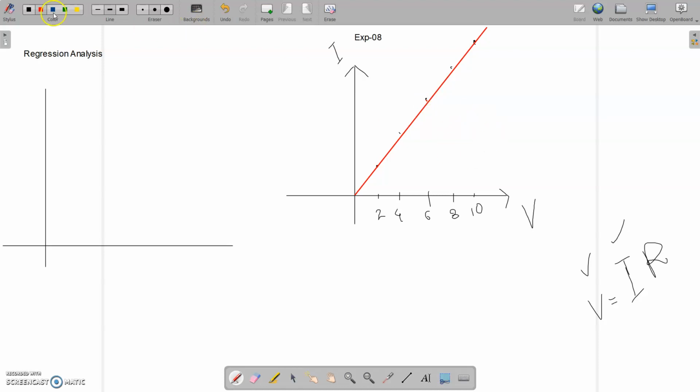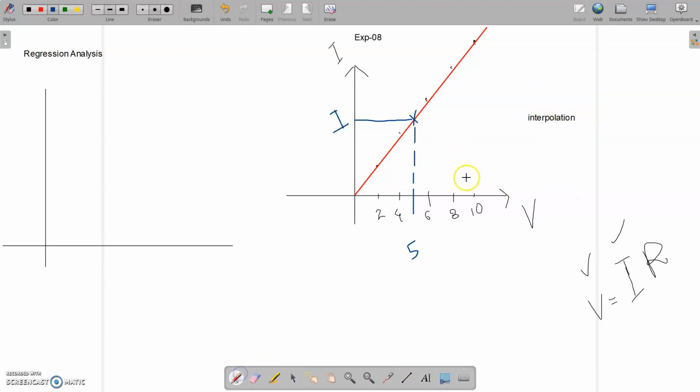The interesting thing is, for example, for the value of 5 volt, you did not take the measure of current during the experiment, but from the line that you just drew, you are able to understand that this should be the point of current at 5 volt. From the graph that you just plotted, you can actually extract some unknown data that was inside the graph. This is called interpolation.